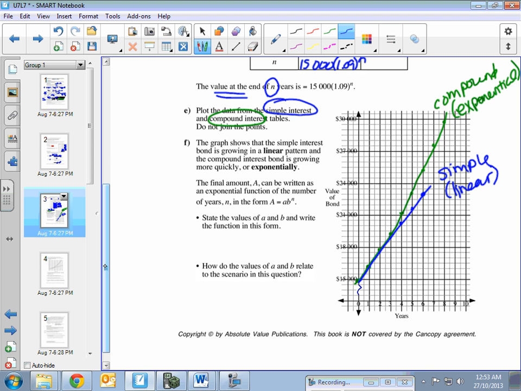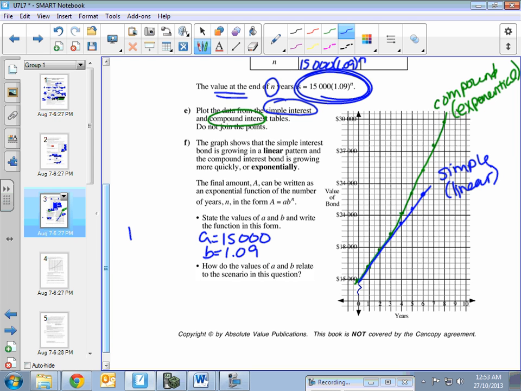So if I have my amount, right, oh, it's actually written right here. So this blue circle up here, my A would be 15,000. My B would be 1.09. And then exponent would be the variable, okay?